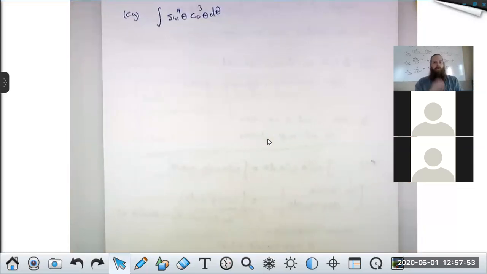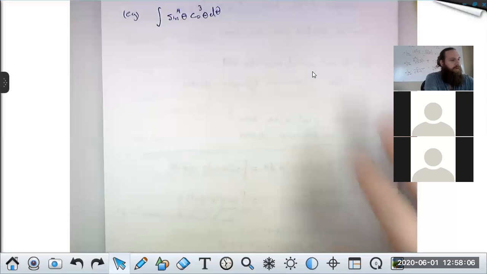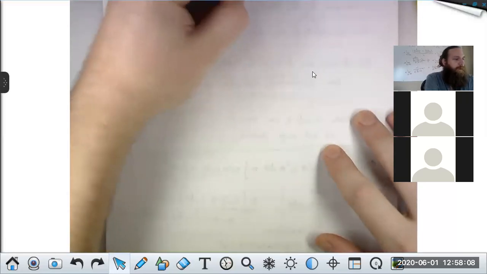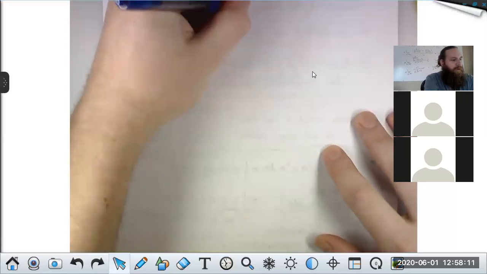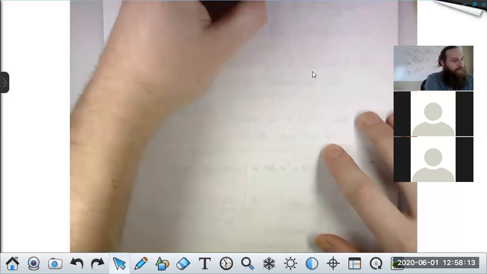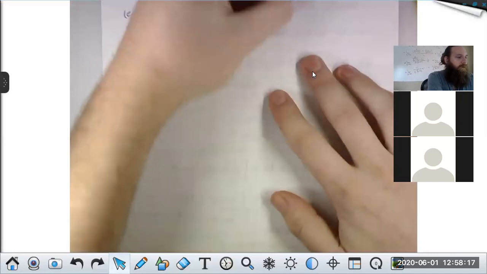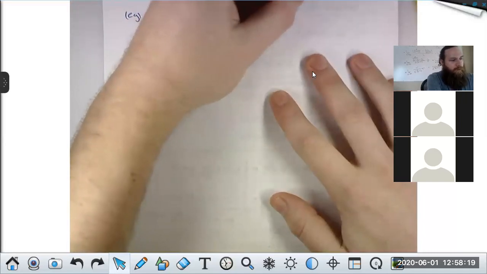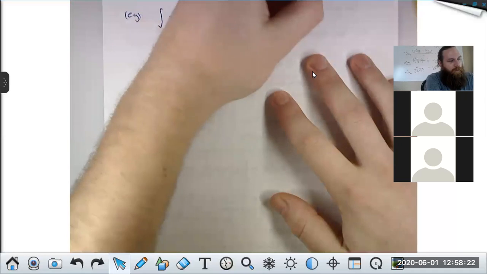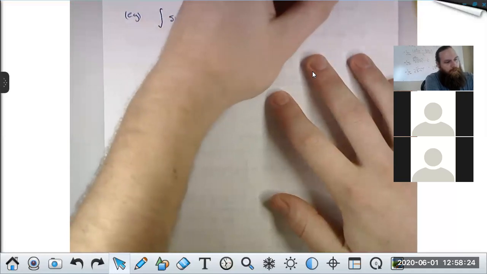So here I have sine to the 4 theta times cos cubed theta d theta. It's a sine cosine integral where one of the powers is odd. As in the other problem, I'm going to grab one copy of the odd-powered guy and set him aside with the differential. So this is sine to the 4 times cos squared times cos theta d theta.